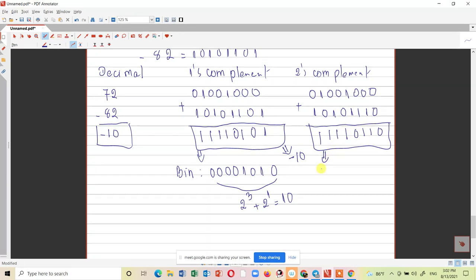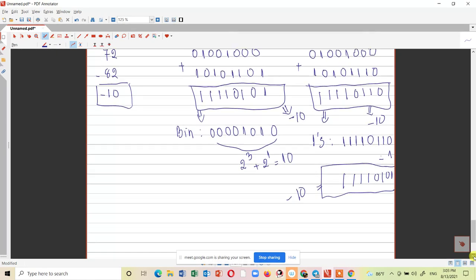So we just convert from two's complement to one's complement. From the last result, we get 1 1 1 1 0 1 1 0, minus 1. So now 0 minus 1 is 1, 1 minus 1 is 0. This one is 1, and this one is 0 1 1 1 1. This is our one's complement, 1 1 1 1 0 1 0 1, which is equal to minus 10 when we convert to binary.